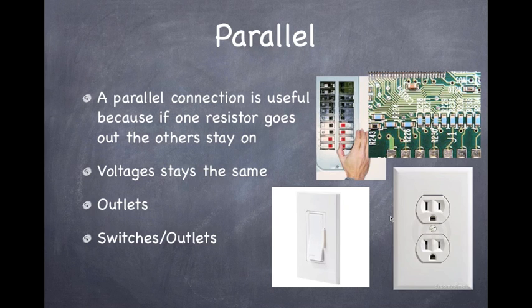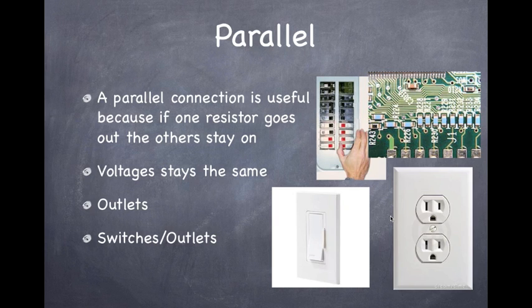So for example, if I flip the light switch off in my room, that doesn't automatically turn off all the outlets. It doesn't turn off the air conditioning in that room. It doesn't turn off all the other things that are wired on that particular circuit. So the fact that they're in parallel is very nice because it allows you to have some things on and some things off.